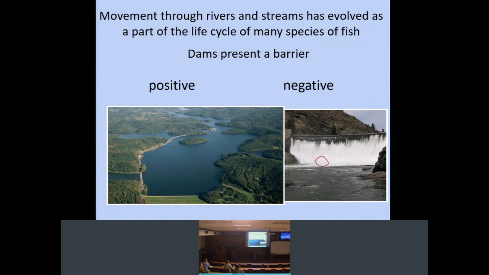Okay, so now I'm all negative, right? Dams are a bad thing. But dams as barriers can also be a positive thing. So this is a picture of Tappan Lake in Ohio. In Ohio, we don't have natural lakes. And so we've made a lot of lakes by damming up rivers.